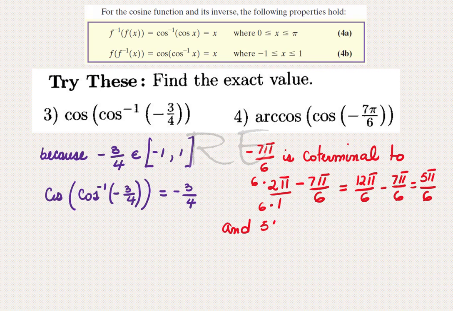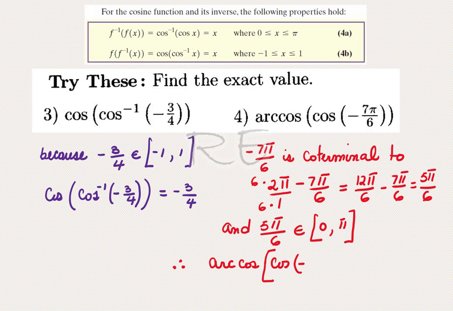Notice that 5 pi over 6 is a positive angle, and it belongs to the interval 0 to pi. Its inverse exists, and the arc cosine of cosine of -7 pi over 6 is equal to 5 pi over 6.